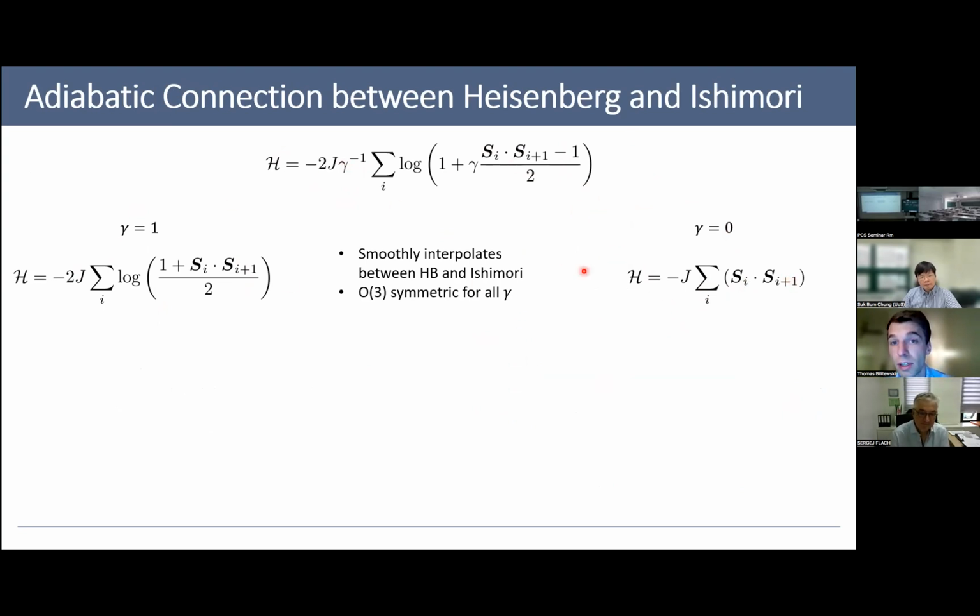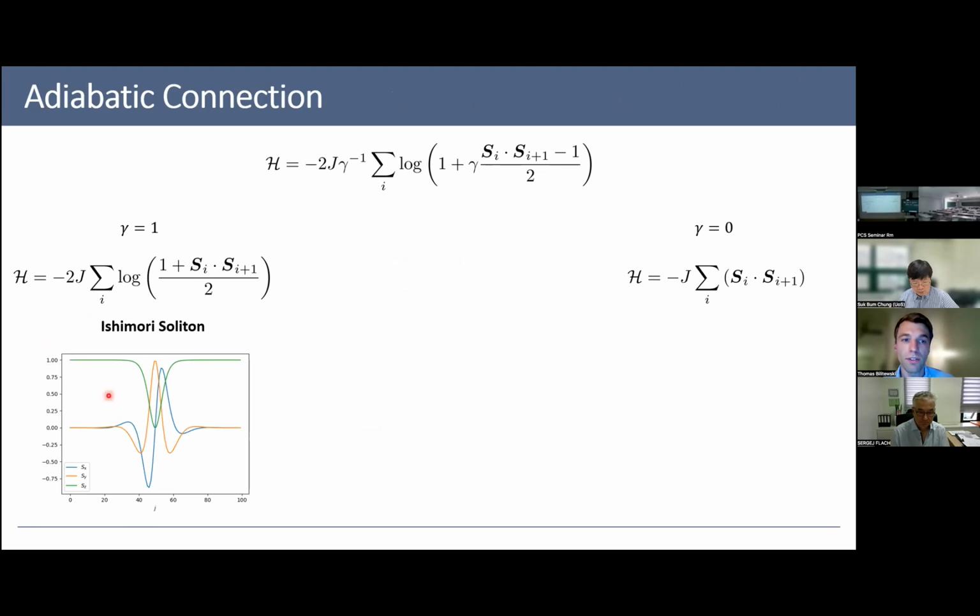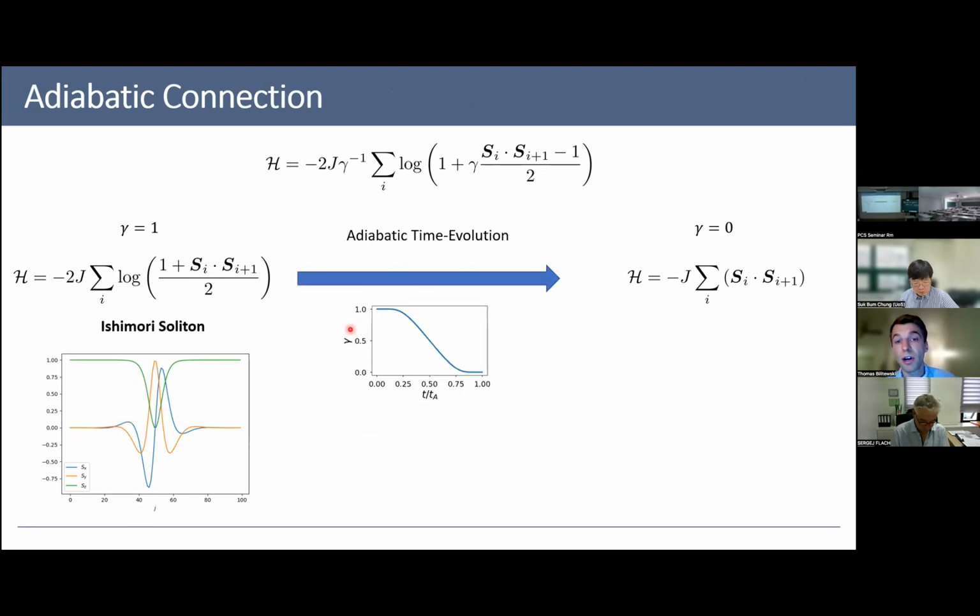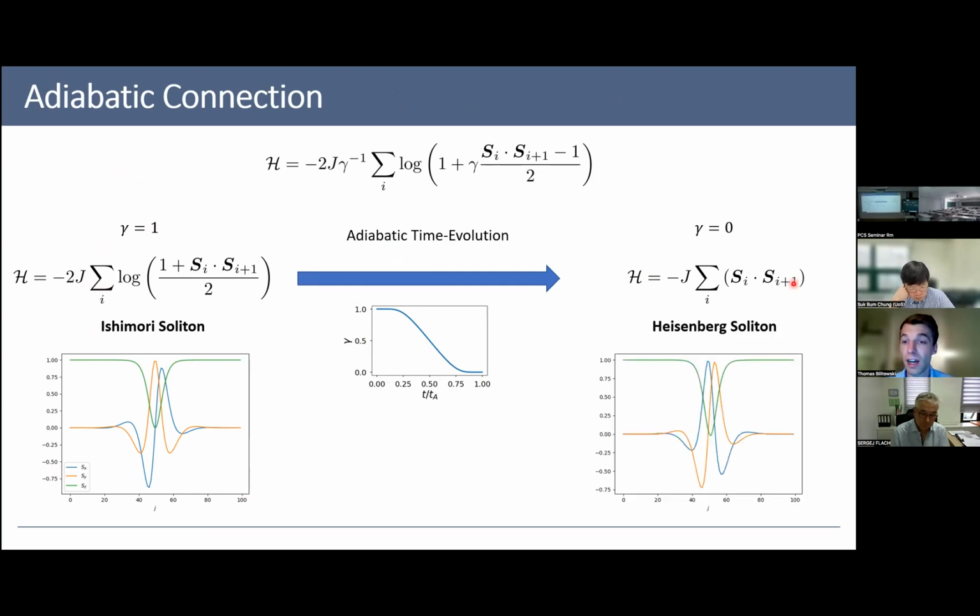And importantly, it's O3 symmetric for all gamma. So I really preserve the symmetry, which is important from the intuition we have that symmetry preserving perturbations might not break integrability too much. And so what we do is we take our Ishimori soliton, which you know exactly, and then we sweep our gamma as a function of time smoothly from the Ishimori case to the Heisenberg case, and we ask what we get. And we get a Heisenberg soliton that by eye looks pretty much the same.